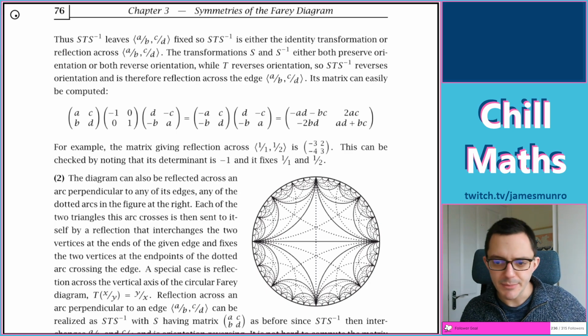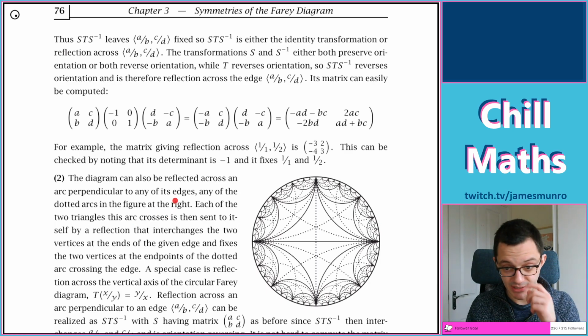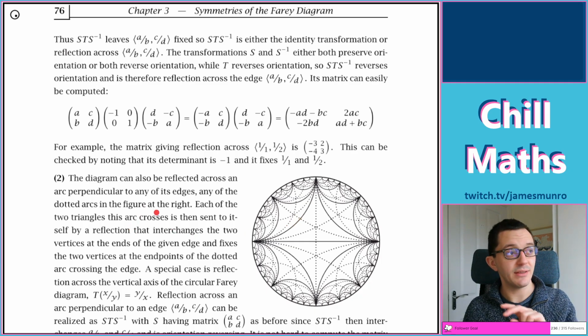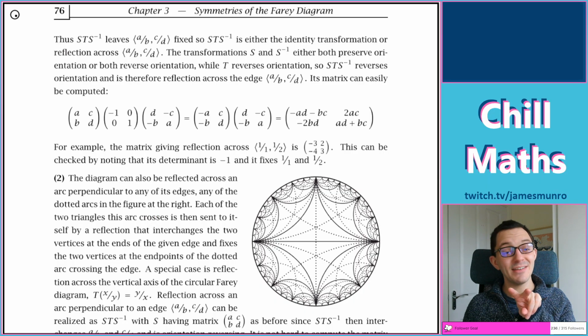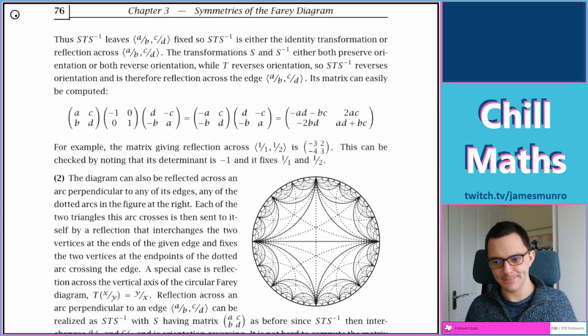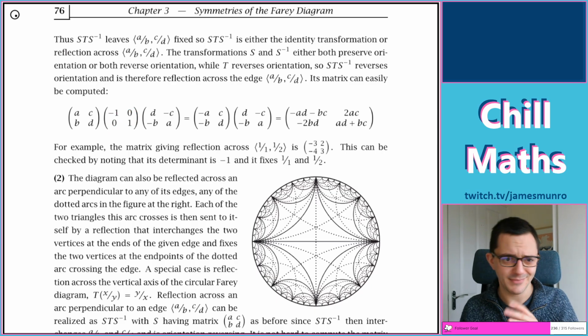The diagram can also be reflected across an arc perpendicular to any of its edges. Ooh, dotted arcs. Very nice. So this is going to be: bring the line where you can see it. Exchange the endpoints, send it back. Possibly flip up and down as well. And the matrix in the middle is going to have ones on the off diagonal and zeros here. Maybe a -1. It depends if you want to see the reflection at the same time or not. Right, okay, let's read on.